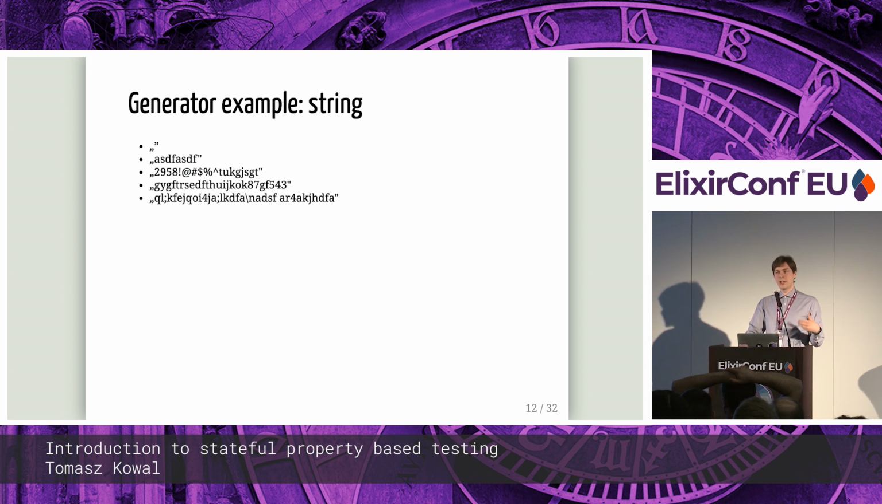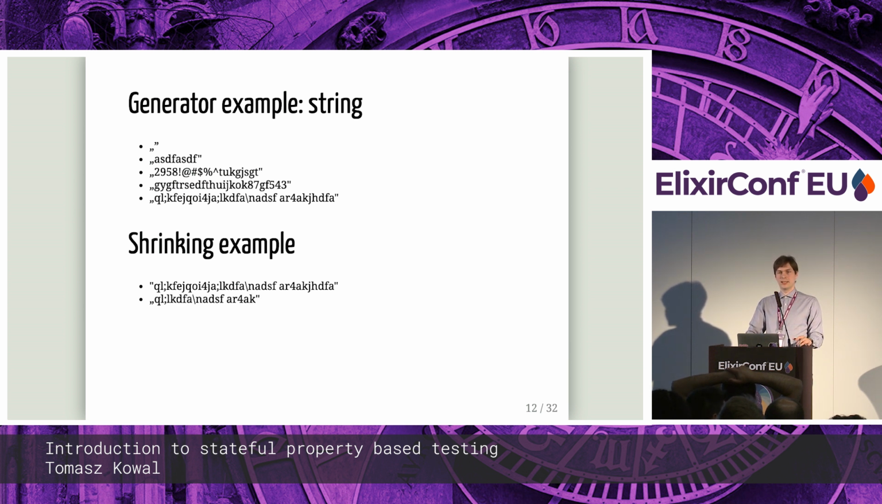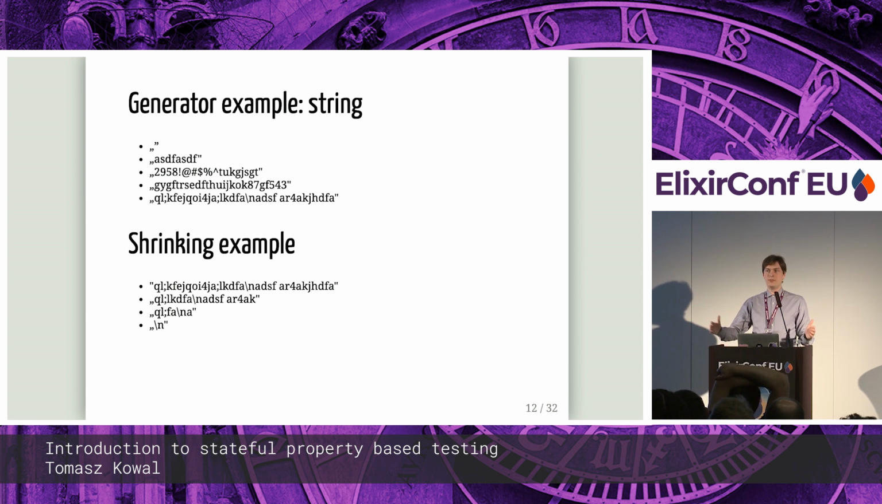PropEr is clever enough to shrink the data back. We start with the case that was generated, and then we try to remove some letters from it so that it gets smaller. Every time, if the test still fails, we can continue shrinking the input. However, at some point we will get to a state where we cannot shrink the input anymore and have the test still failing. That's our minimal counterexample. And this is what really sets apart property-based testing from, for example, fuzz testing: this shrinking phase. Because in the end, you will not only get an example, you will get the smallest example that breaks your tests.